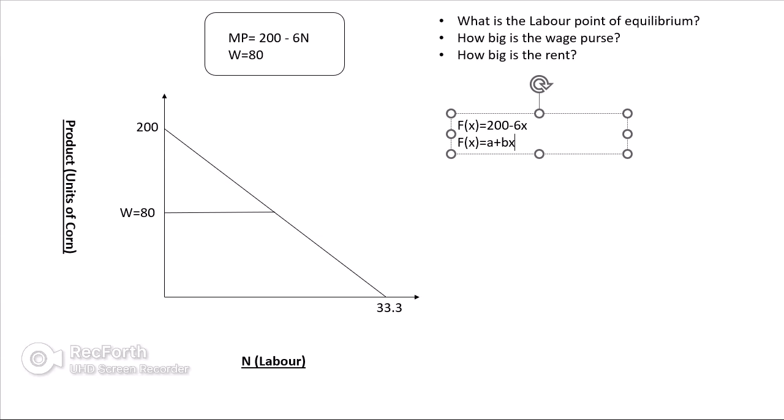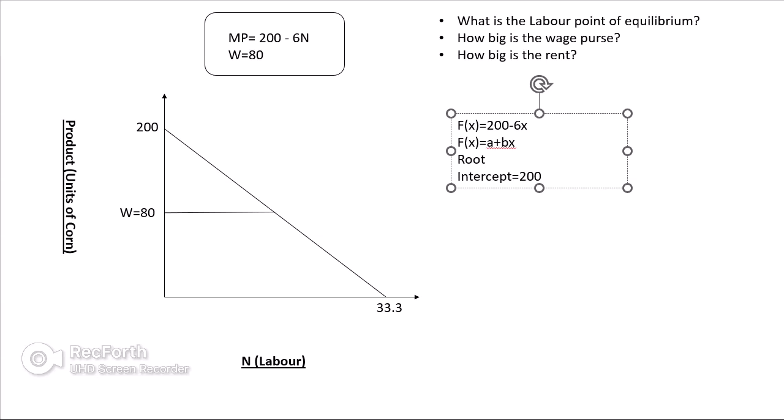So from that, we're able to draw a Ricardian model, so we're able to find the root and the intercept. And obviously to find the intercept, that is just the same as finding a. So a would just be 200, because the intercept is when x is equal to 0, so it would be 200 minus 6 times 0, which would just be 200. So that's why the intercept is 200 on the vertical axis.